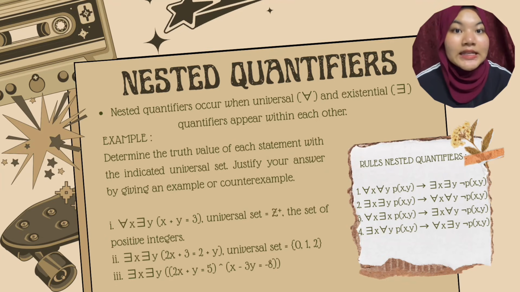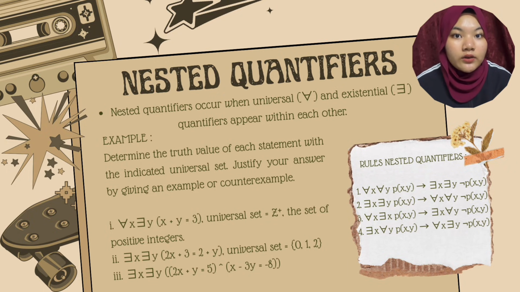Hi guys, this slide explains the concept of nested quantifiers, which happen when universal and existential quantifiers appear together in one statement. These are example questions that I will explain in the next slide. The question is to justify the answer by giving an example or counterexample. On the right side of this slide, we can see the rules for nested quantifiers.